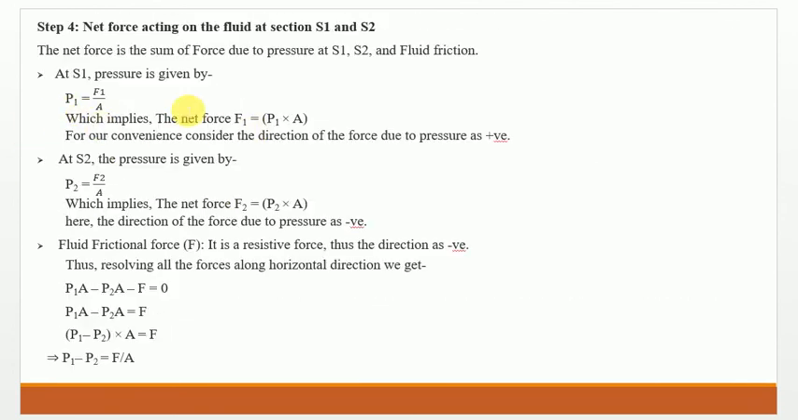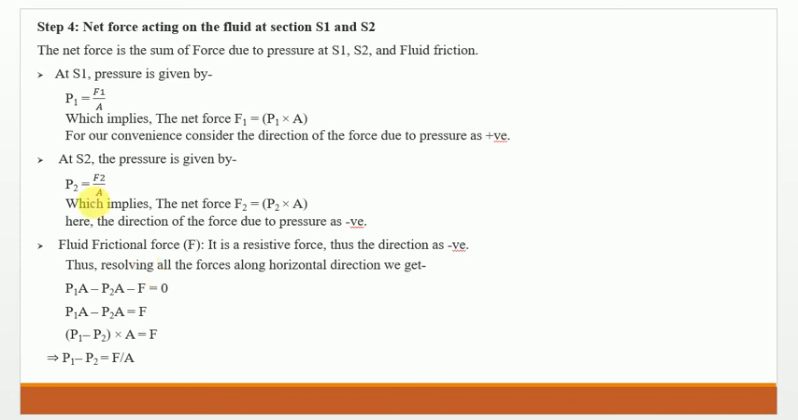So pressure will be equal to force by area. So force will be equal to pressure into area. So at section 1, force will be equal to pressure into area, and at section 2, what happens? From section 1, the fluid tends to flow. So the force at section 2 is an opposing force, so we'll have a negative sign.